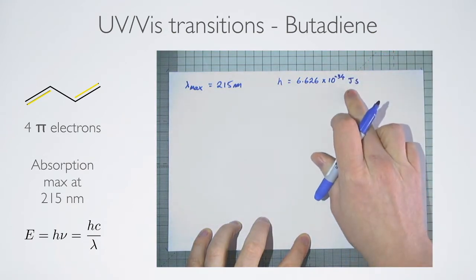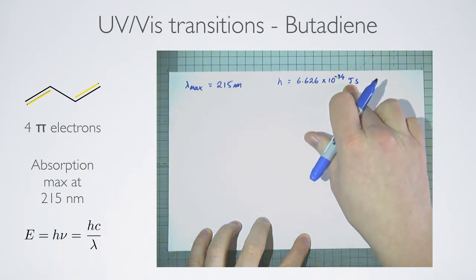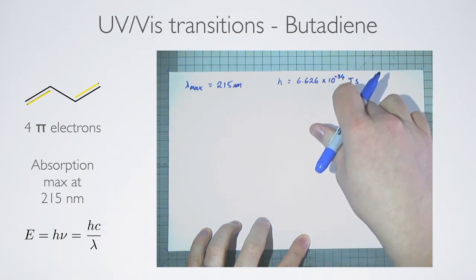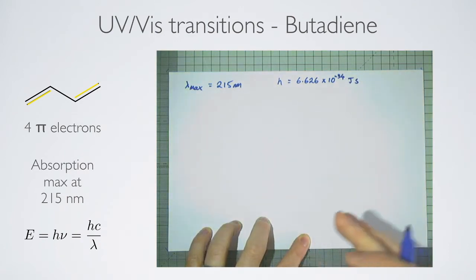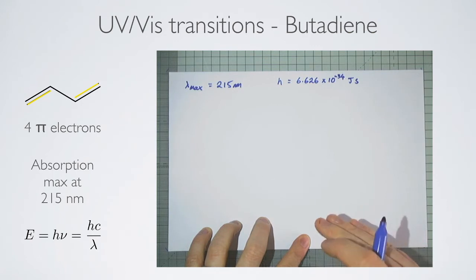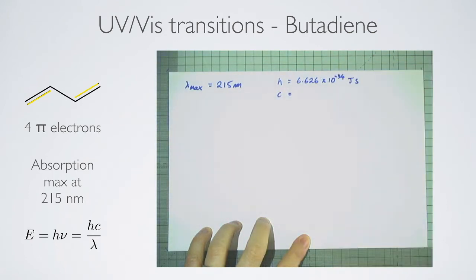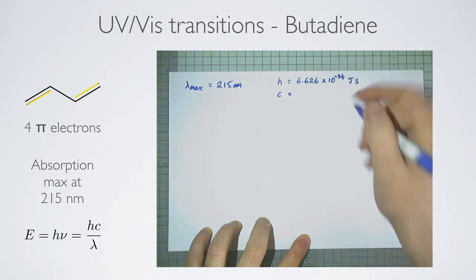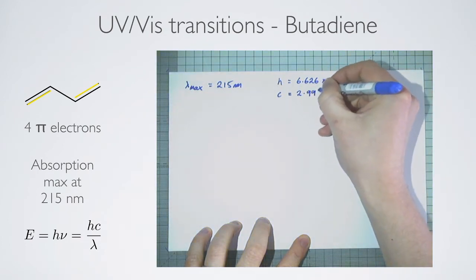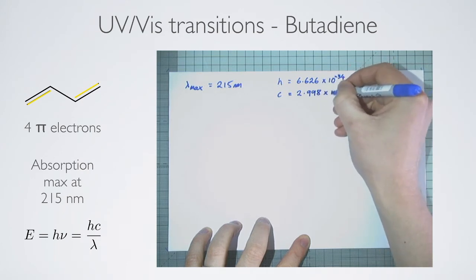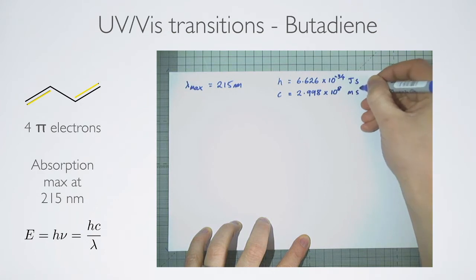So the units are really, really important here. But you can see Planck's constant is very small indeed. It's one of the smallest values that we use in science. The next one we need is this c parameter. So c is the speed of light. And that again is a constant, which is defined as 2.998 times 10 to the power 8 meters per second.